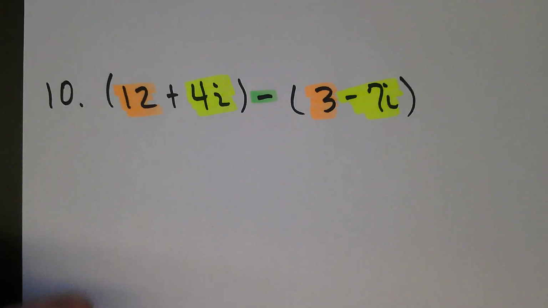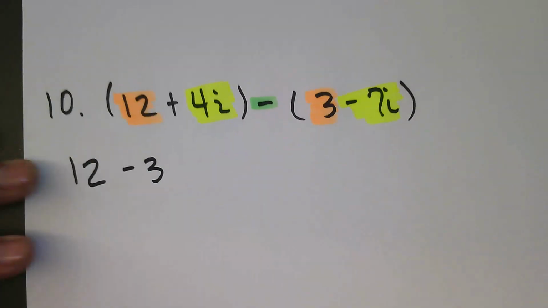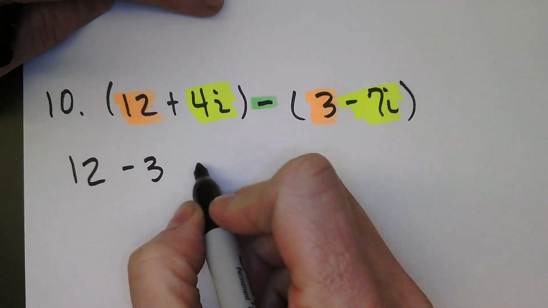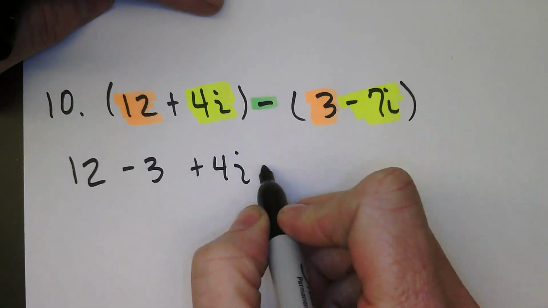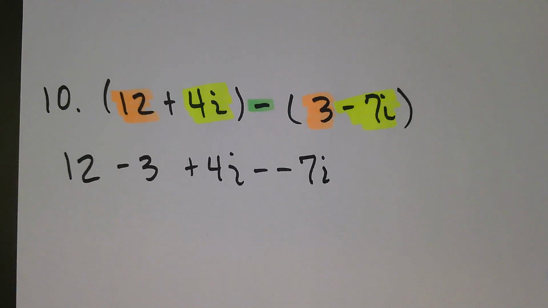So as I start to put them together, I'm going to have 12. And then I'm subtracting that 3. That is a minus 3 in here. And then I'm going to have a positive 4i. And I'm subtracting a minus 7i. So really that becomes 4i plus 7i.